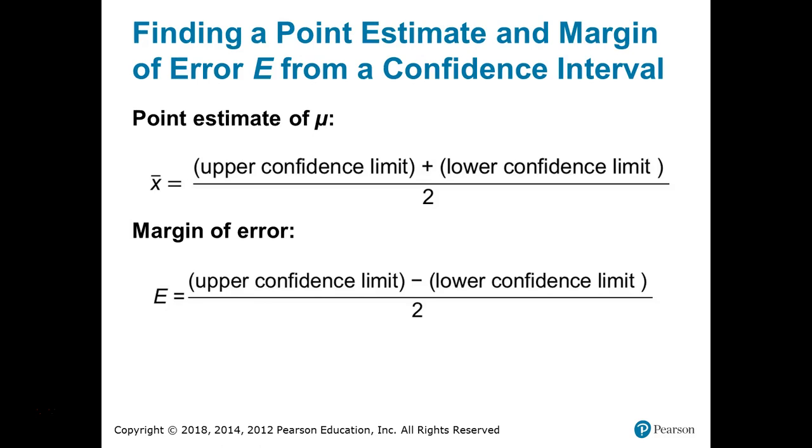Finding a point estimate and margin of error from a confidence interval: sometimes you'll be asked to find different things. So perhaps you know a confidence interval and you want to figure out some point estimates and margin of error from that. Here are your two formulas for that, very similar to what we did in section 7.1.